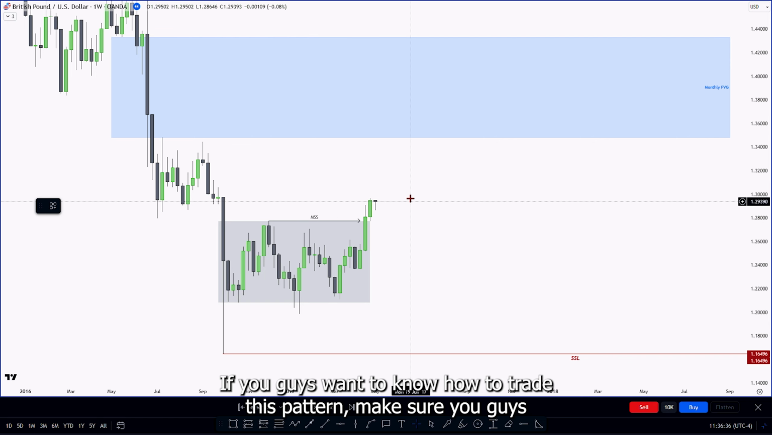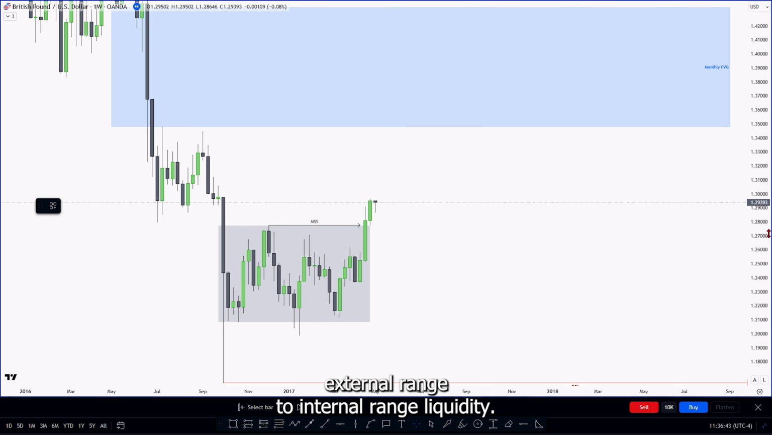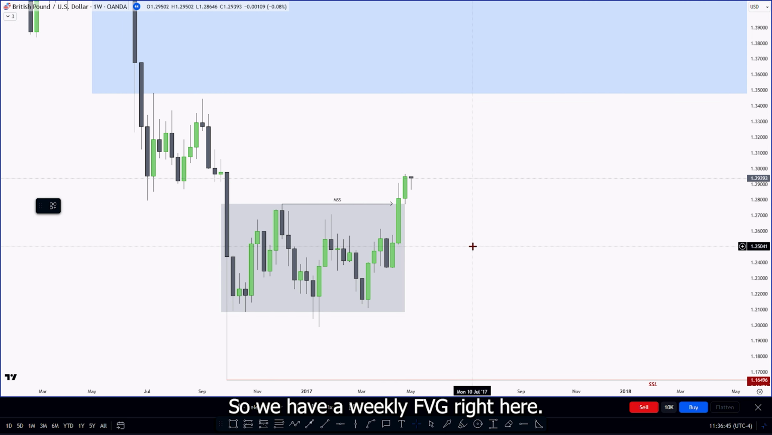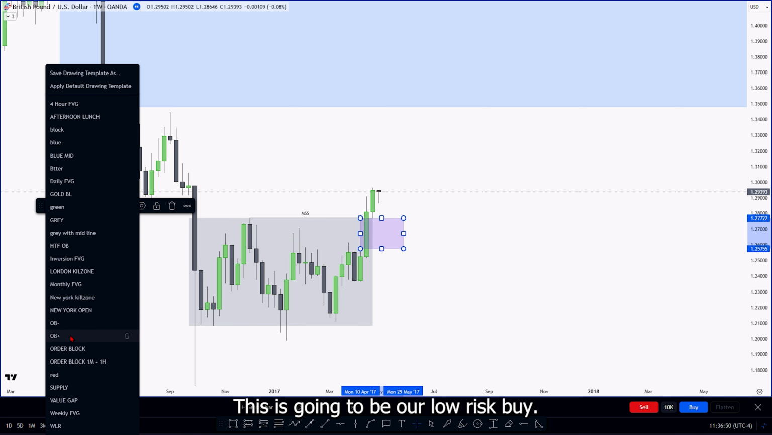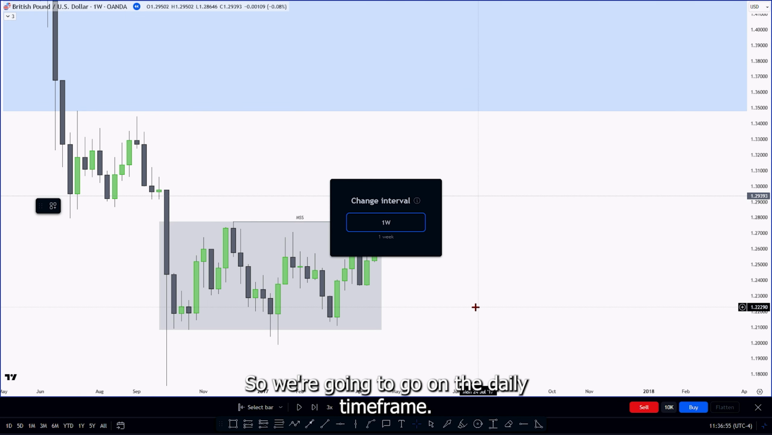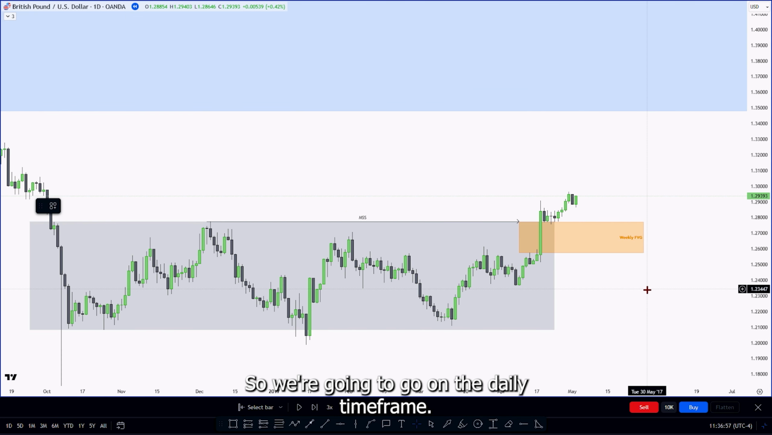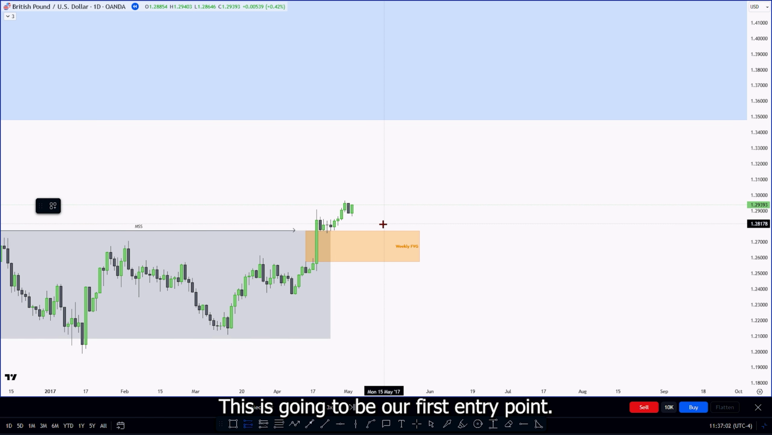If you guys want to know how to trade this pattern, make sure you guys check out the previous video on how to trade internal range liquidity. So we have a weekly FVG right here. This is going to be our low risk buy. It's going to be our weekly FVG right there. So we're going to go on the daily time frame right there. This is going to be our first entry point.